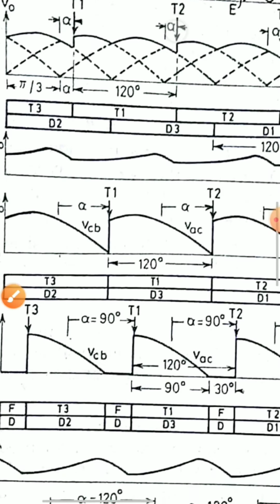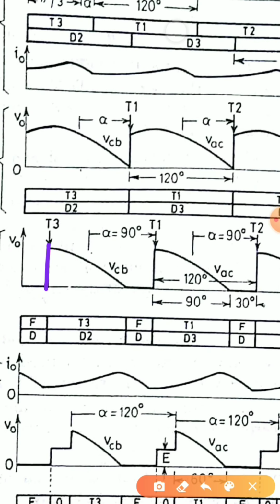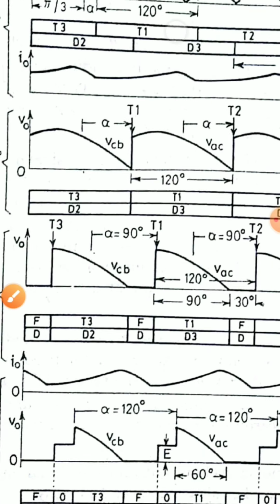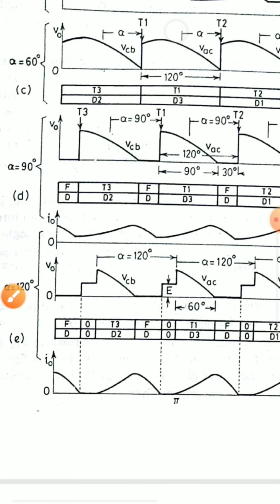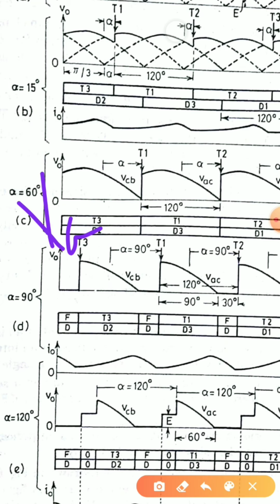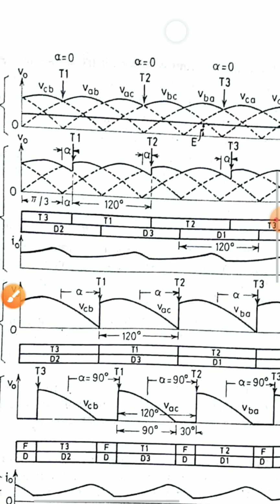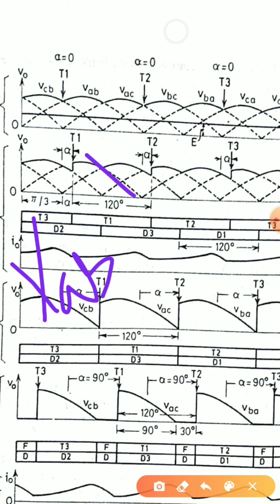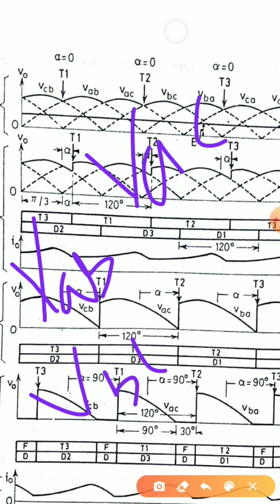Let us look at the waveform. The waveform is quite clear. T1 is conducting, a 0 portion is there, and then again T2 is conducting. Now as we have clearly said earlier, the phase sequence that will be followed is VAB, VAC, VBC, then VAB. In this manner the phase sequence will be followed.